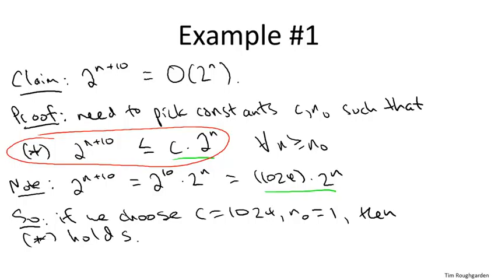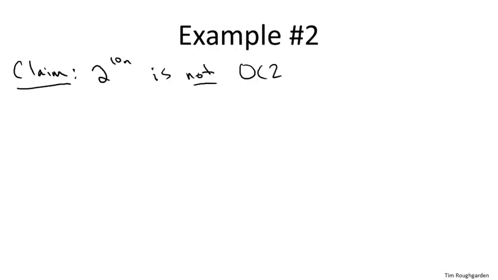Next, let's turn to another non-example of a function which is not big O of another. And so this will look superficially similar to the previous one. Instead of adding 10 in the exponent of the function 2 to the n, I'm going to multiply by 10 in the exponent. And the claim is if you multiply by 10 in the exponent, then this is not the same asymptotically as 2 to the n.